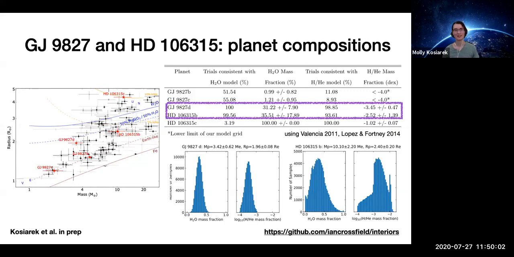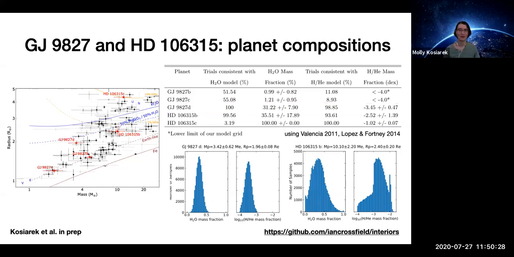Just to reiterate, these models are really simple two-composition models, so it doesn't allow for water, rock, and hydrogen and helium, or any other molecule, any other types of compositions. And the compositions will be further explored with the HST transmission spectra data. All right, so lastly, I'm gonna have one more slide about Gaussian processes and then wrap up the talk.